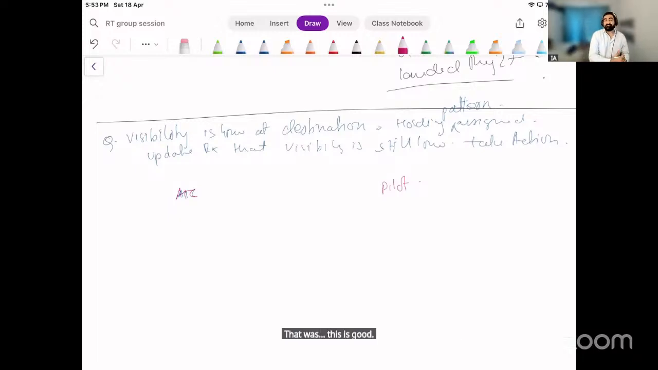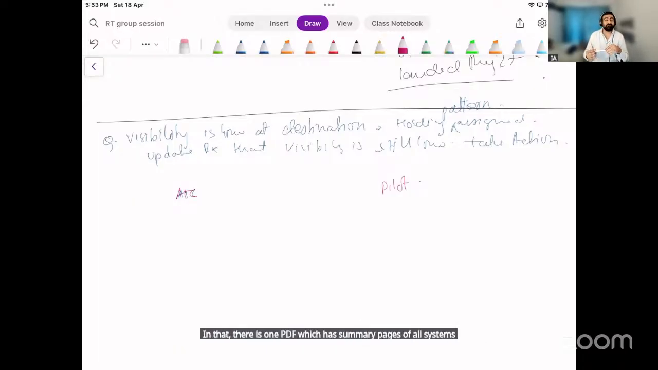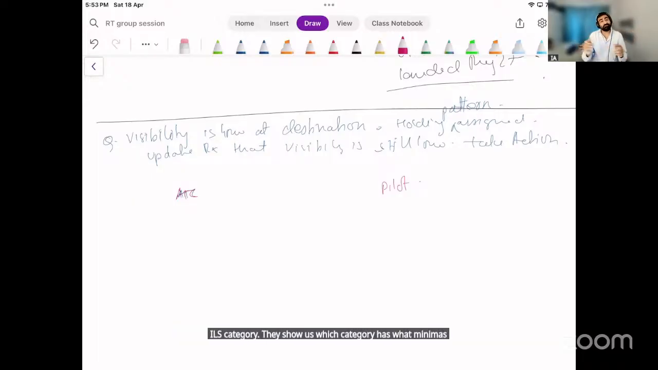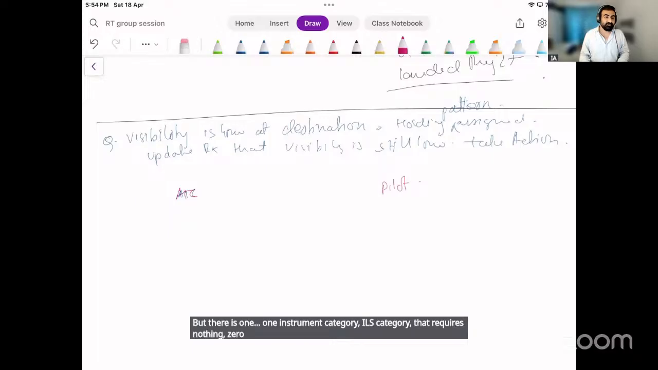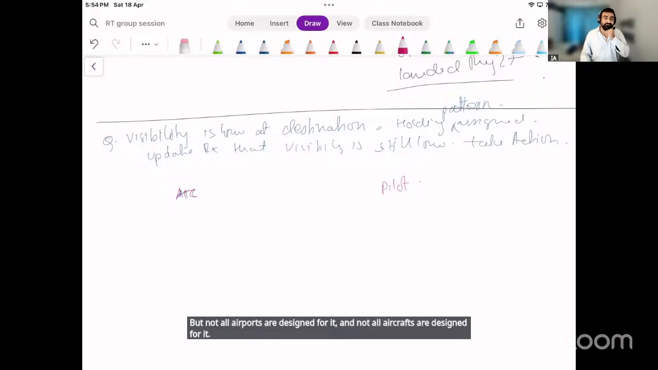This is good. I hope you're understanding, students. ILS CAT, if you don't know, then in our RT Digital Library, the notes for the part 1 exam, which was part 2 for the older one, there is one PDF which has summary pages of all systems from Oxford. In that summary page, you have a description of category directly given. ILS category shows which category has what minimas in which you can do instrument landing. Although it's instrument, we still need some visibility. But there is one ILS category that requires nothing, zero. But not all airports are designed for it and not all aircraft are designed for it. So we need a match.